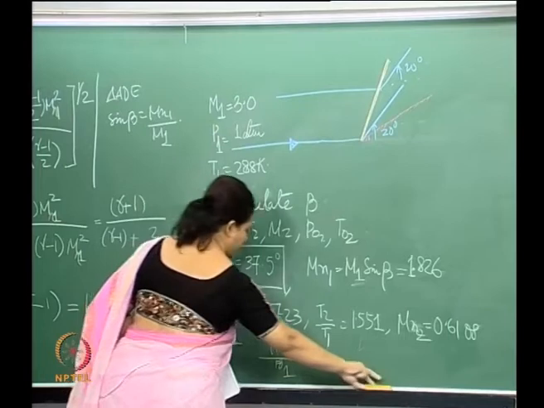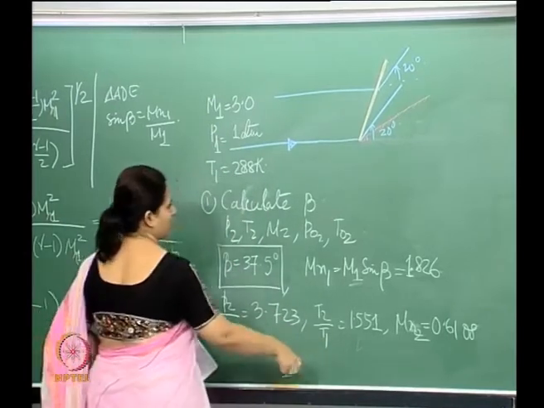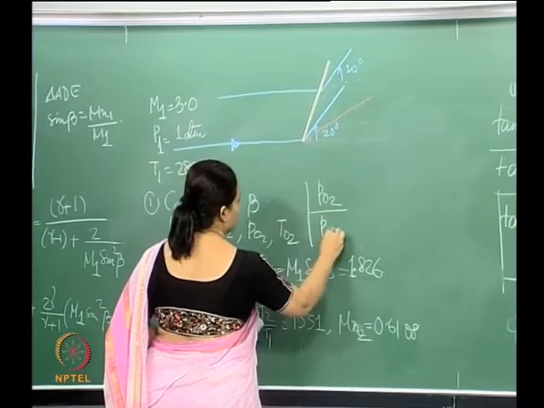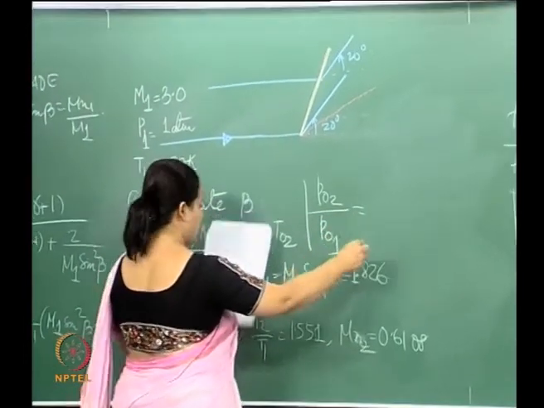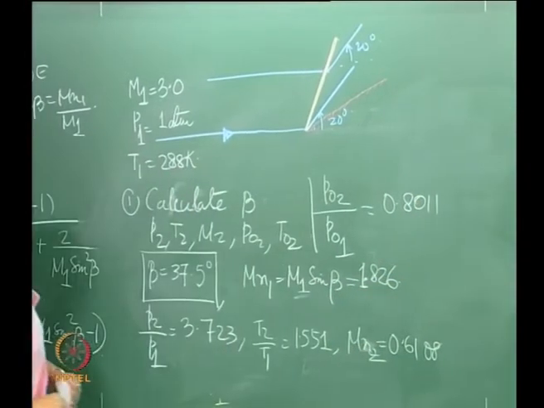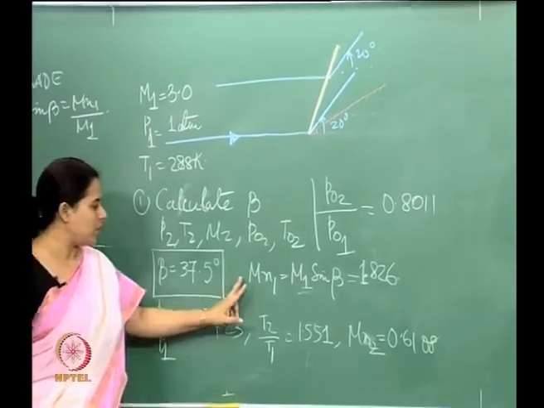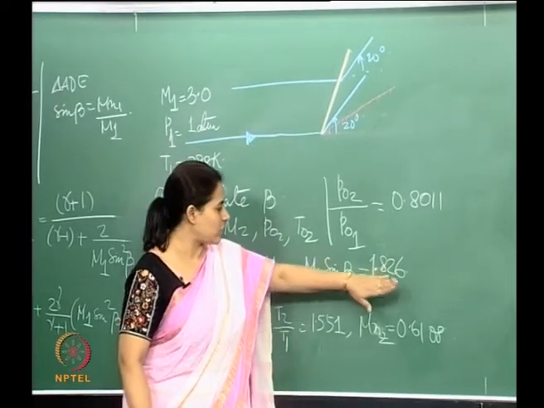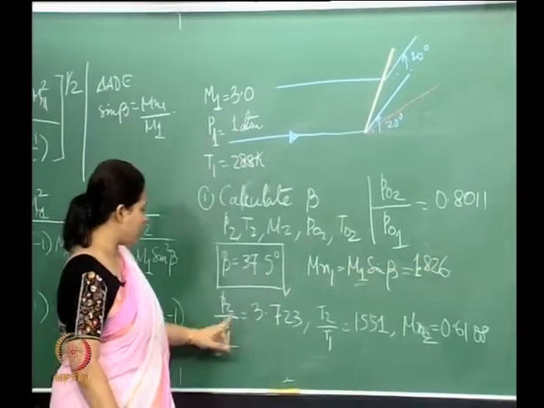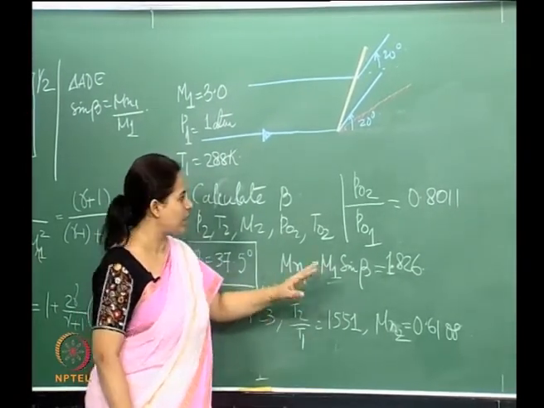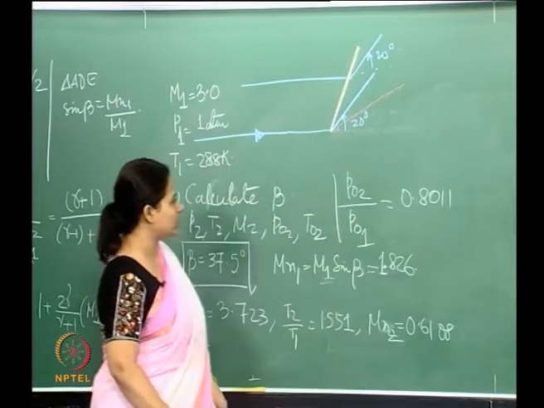Okay, and we also get P02 by P01, which I also get at 0.8011. Now all you need to do is, once you've calculated Mn1, just corresponding to that, we will get all these values from the normal shock tables. You just go look it up, and then this is all that we get.